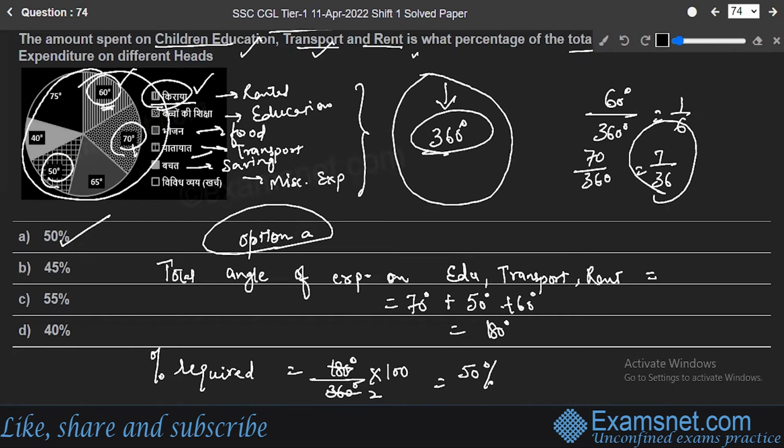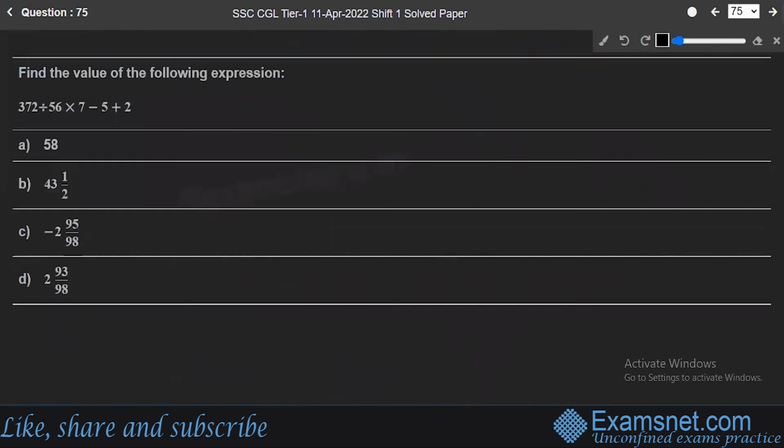Hope you're clear. Let's move to the next question, 75. So you have to find the value of the expression, this 372 divided by 56 multiplied by 7 minus 5 plus 2. You have to use the BODMAS rule, right? It says the brackets, first of all, you solve the brackets, then of, division, multiplication, addition, and subtraction.